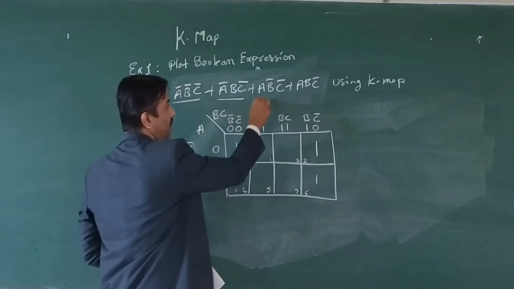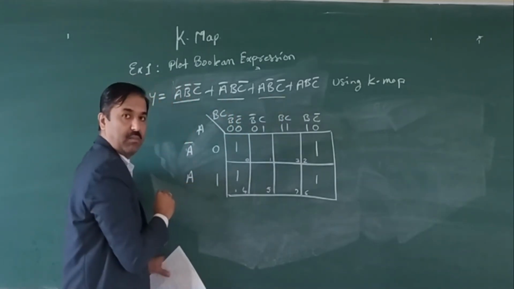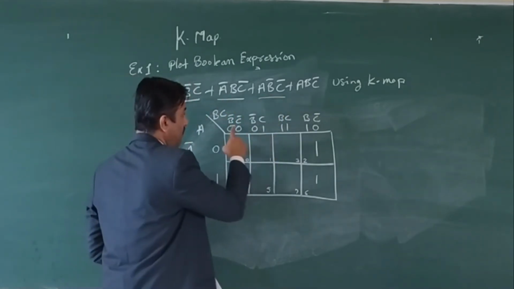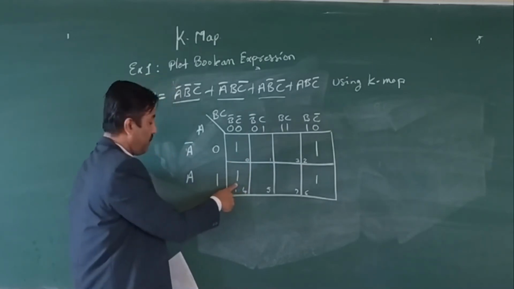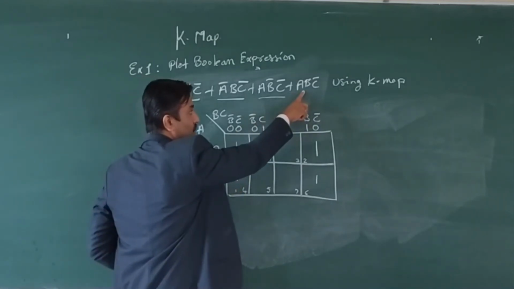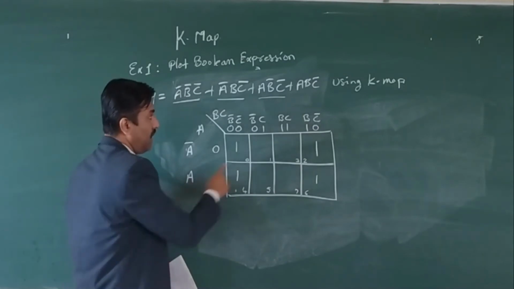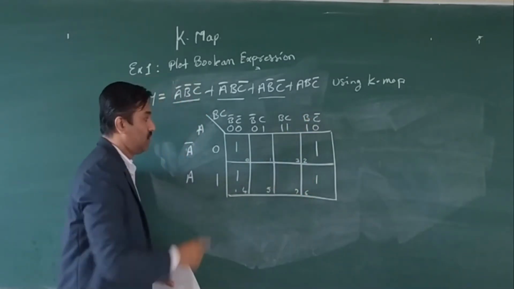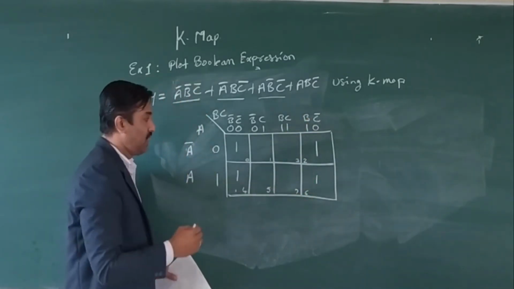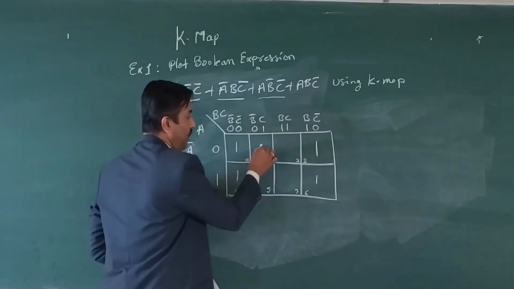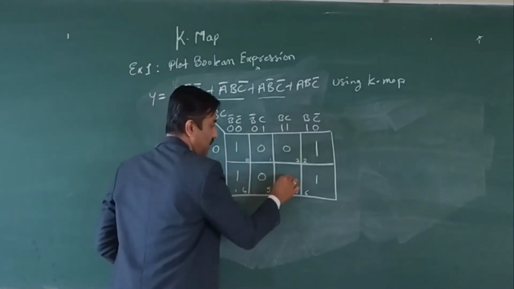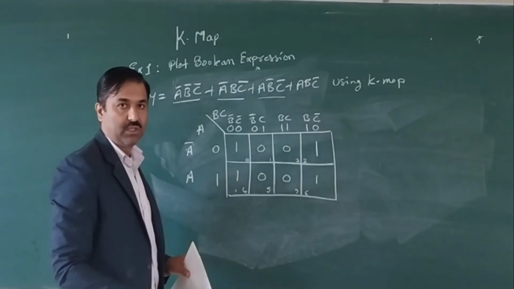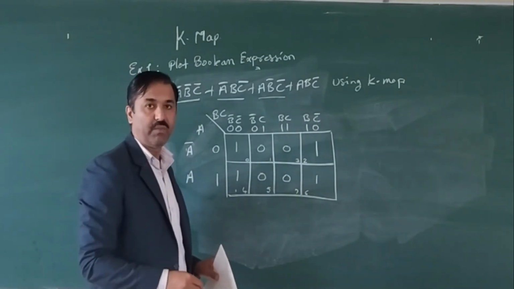So second product term is over. The third product term A, B bar, C bar. I have plotted a 1 in that particular cell. The fourth one is A, B, C bar. I have plotted a 1. So what about the remaining cells which have no ones in them? What are we going to do? We are going to fill those cells with zeros because they are not a part of my Boolean expression.